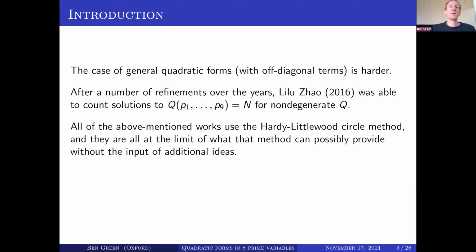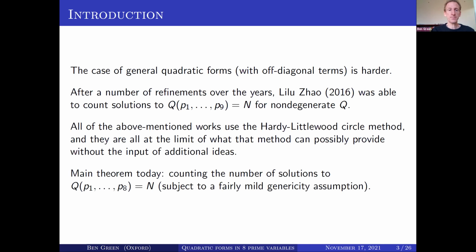All of these papers that I've mentioned use the Hardy-Littlewood circle method in some form. And all of them, so the Ternary-Goldbach for linear equations, Hua's result on diagonal quadratics in 5 variables, and Zhao's result on general quadratics in 9 variables, are at the limit of what the Hardy-Littlewood circle method can do for you without additional ideas. I'll be talking a little bit more about what I mean by that in the case of off-diagonal quadratic forms a bit later on.